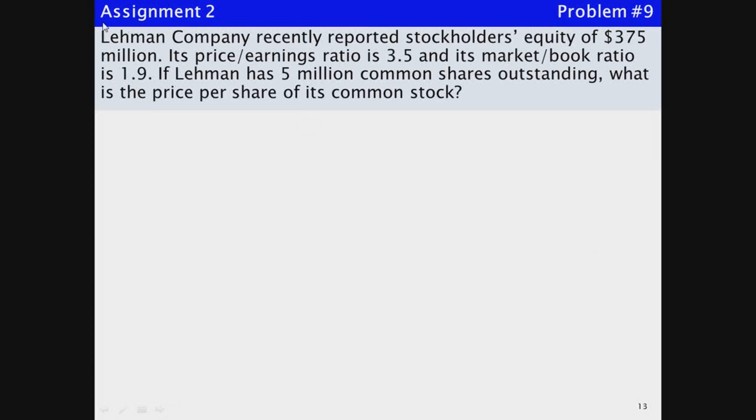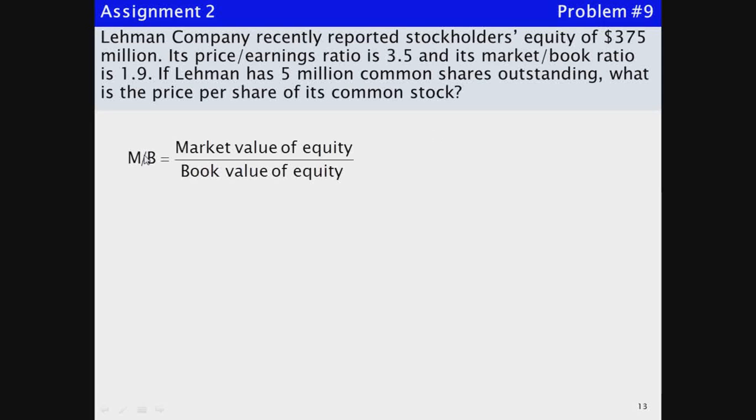Number 9. Lehman Company recently reported stockholders' equity of $375 million. Its price-earnings ratio is 3.5, and its market-to-book ratio is 1.9. If Lehman has 5 million common shares outstanding, what is the price per share of its common stock?